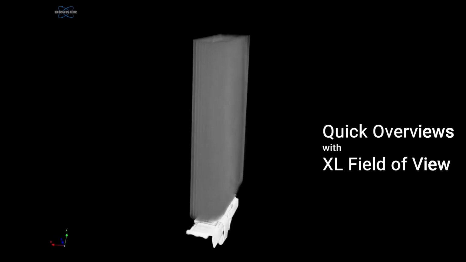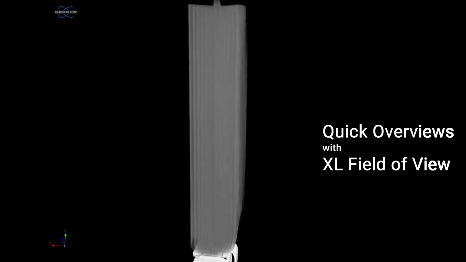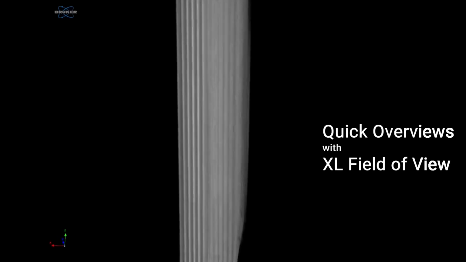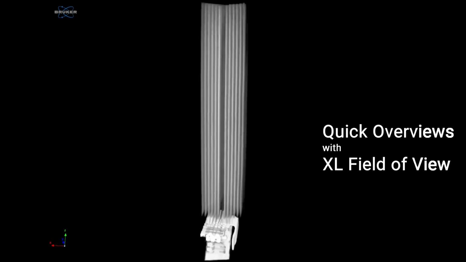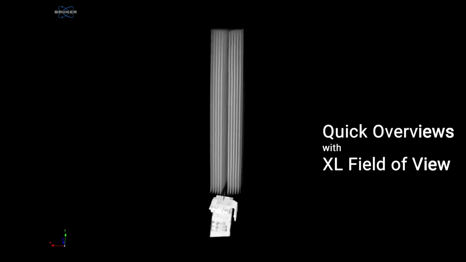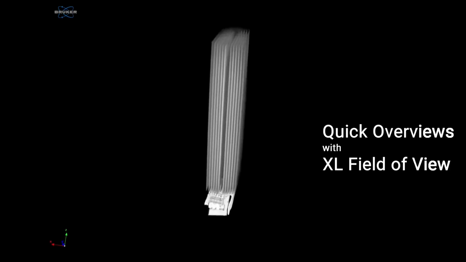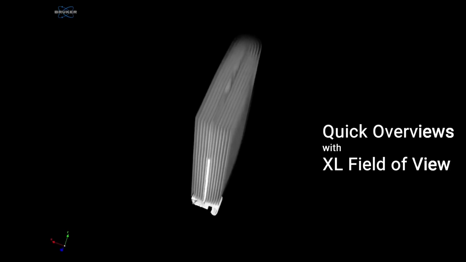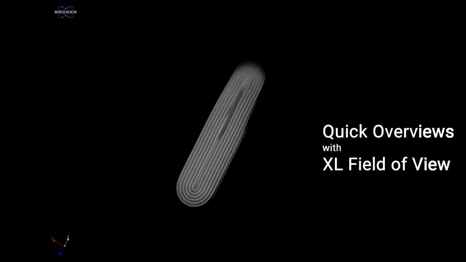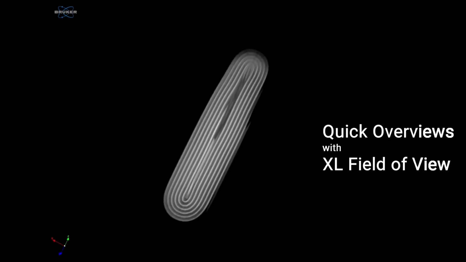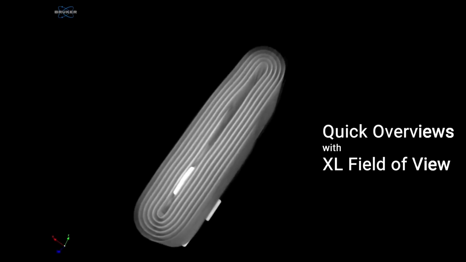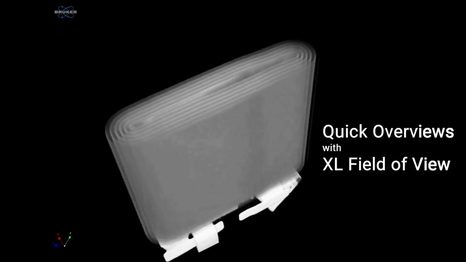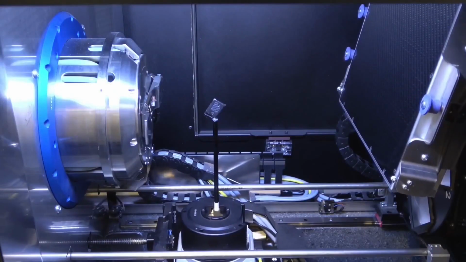Like in medical CT, you can now move this object. You can virtually cut through this object, and you can, for example, inspect the layer arrangement. You can inspect the tabs. You can inspect the electrodes. You can also define regions of interest, and then later on, with higher resolution detectors, do a more detailed inspection of that area. And that's what's happening here.